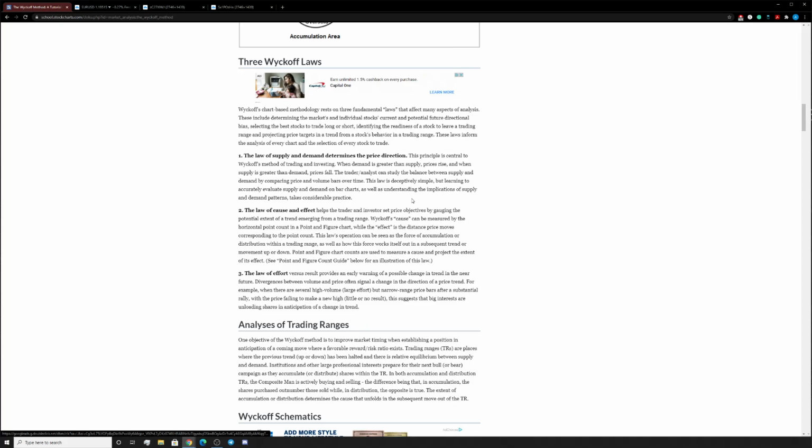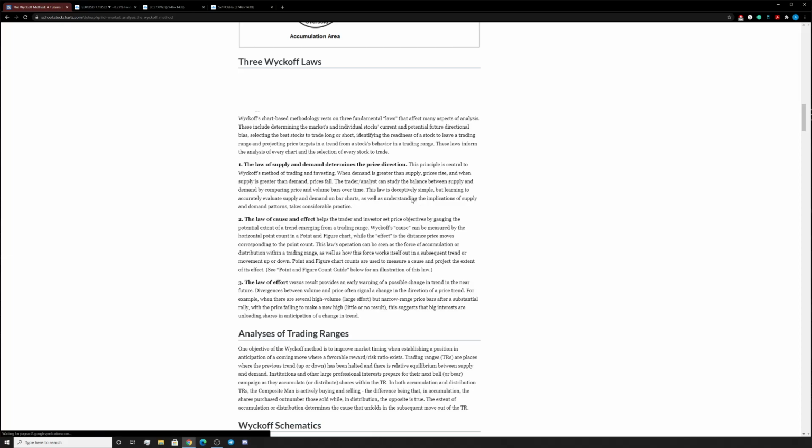Okay, so law number 3, effort versus result. And in my opinion, this is one of the most important, if not the most important, rule that you must know. Not in terms of knowing exactly what it is, but how to apply it. So in simplification, in order to achieve a result, volume must be in harmony with price. Effort in the form of volume will drive price up or down.